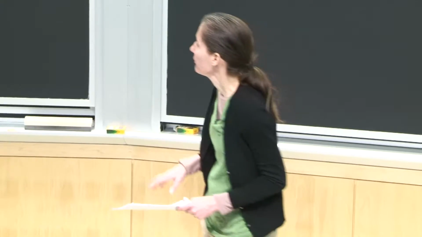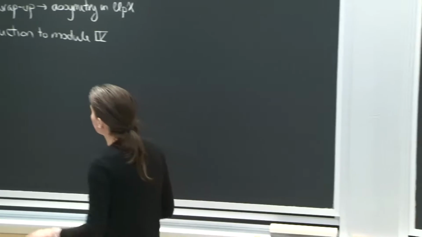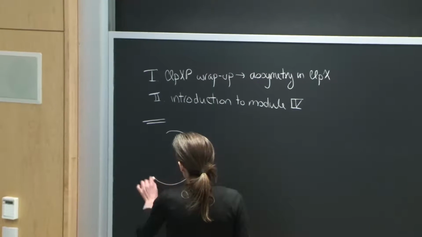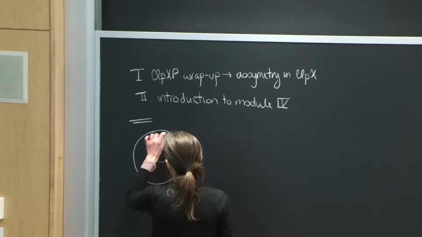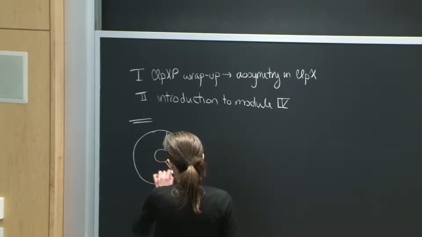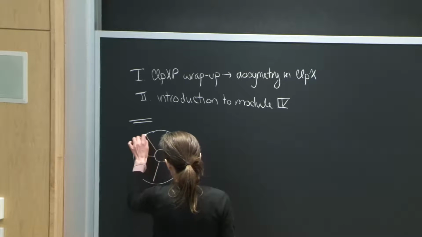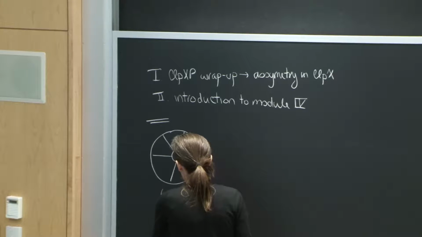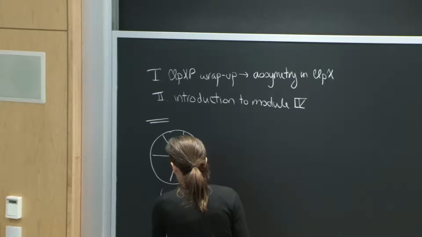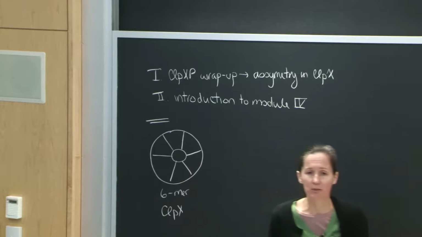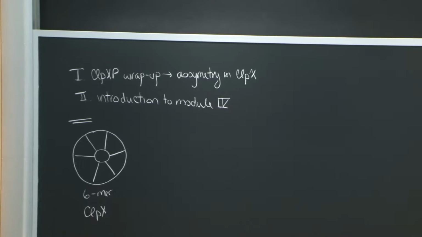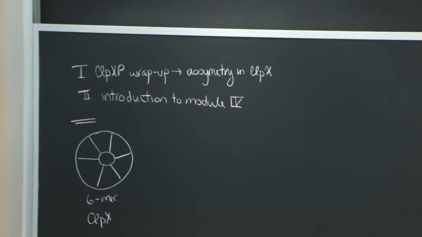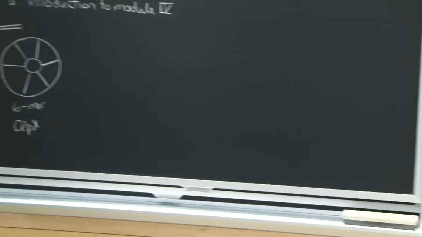And I left you just with this statement that although we think about ClpX as this hexamer that has 6 identical subunits, what studies have shown is that there's some inherent asymmetry within this AAA plus ATPase, and that's what we're going to talk about a little bit.